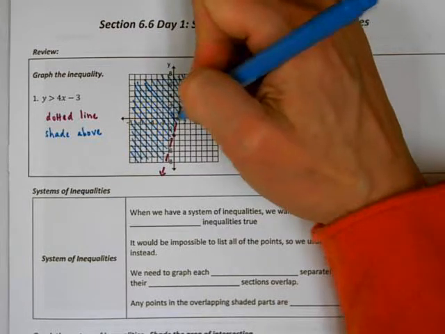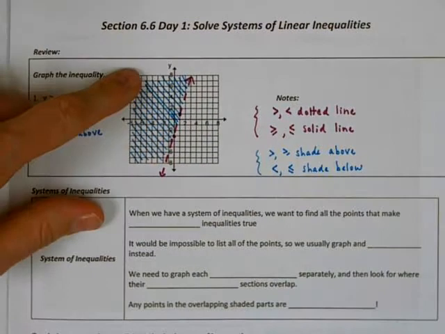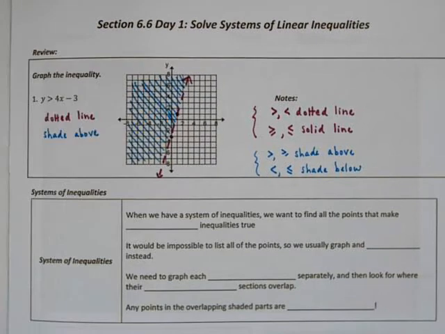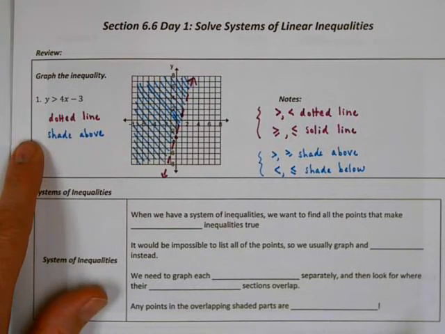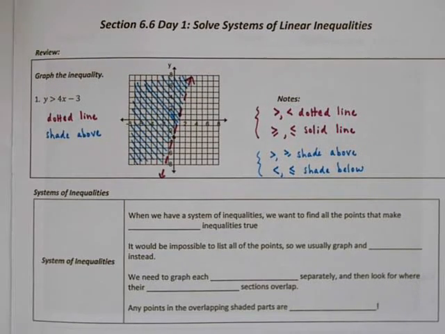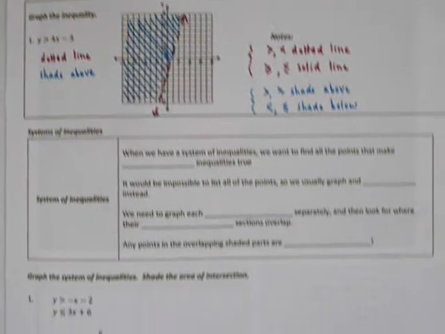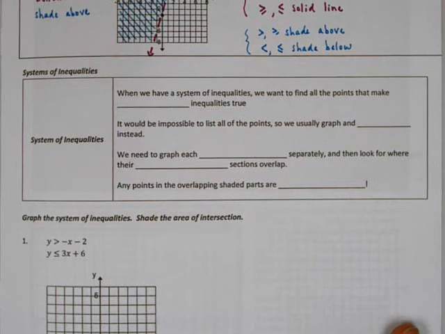And remember, the idea here was that all of the points in this blue area are solutions to that inequality. So any point in this blue area would make that inequality true. So that was graphing just basic inequalities. So now we're going to look at systems of inequalities.